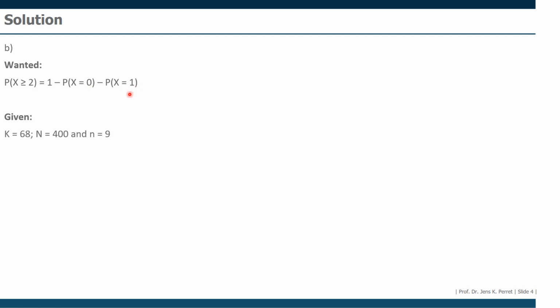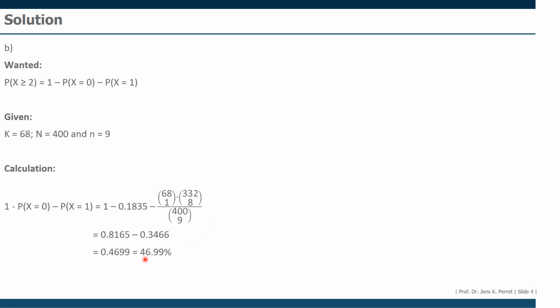So for the other one, we have the same information as in part A. Large K 68, large N 400, small n 9. So we're just going to copy the result from part A, and here we're going to insert the 1 for small k, and the rest as before. So large K over small k, large N minus large K over small n minus small k, over large N over small n. So we get as a total 46.99, or roughly 47% chance that at least 2 students in the student council will study PM.